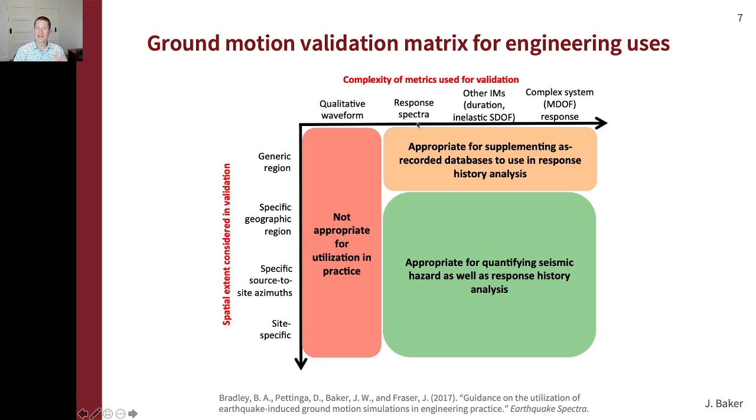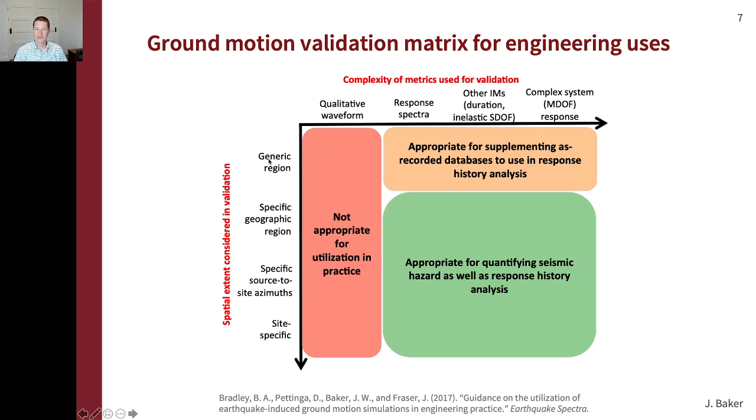Then moving over, we have elastic response spectra. We can move to additional IMs, intensity measures like duration and inelastic response spectra. So these middle columns are really those proxy metrics, simple engineering metrics that we think are informative of demands on structures ultimately. And then all the way to the right, we have a full multi-degree of freedom response of a complex system, like a full structural model. And we can use all of those things to try to compare.